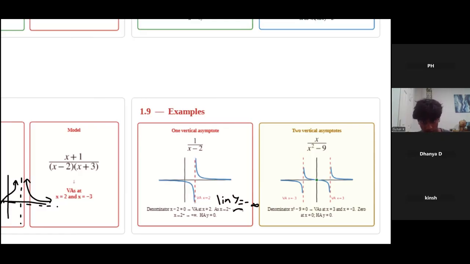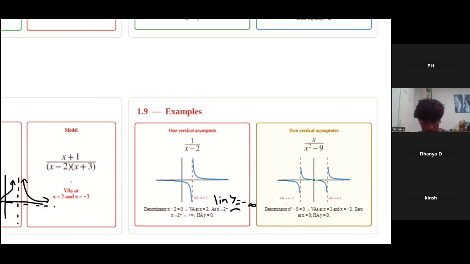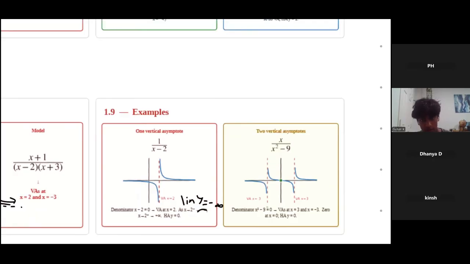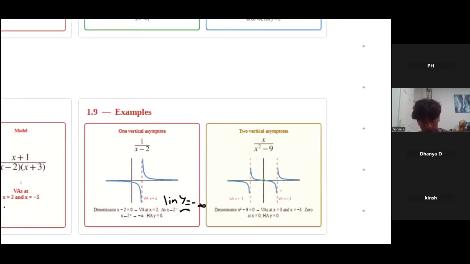And then it's like that. And here, vertical asymptote at -3, vertical asymptote at 3. Then it's going up. So a limit statement here would be the limit as x approaches 3 from the right side, y equals infinity.